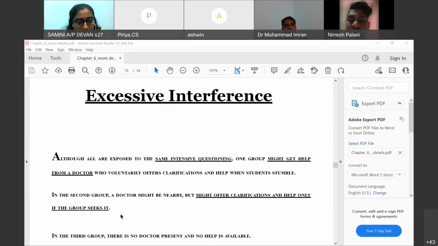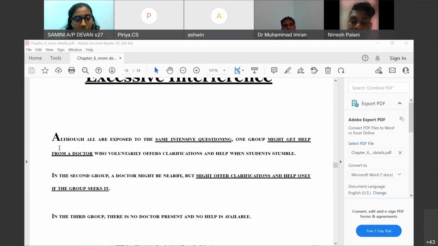Then, here, Aldo. Although all are exposed to the same intensive questioning, one group might get help from a doctor who voluntarily offers clarification and help when students stumble. In the second group, a doctor might be nearby and offer clarification and help only if the group seeks it. In the third group, there is no doctor present and no help is available.